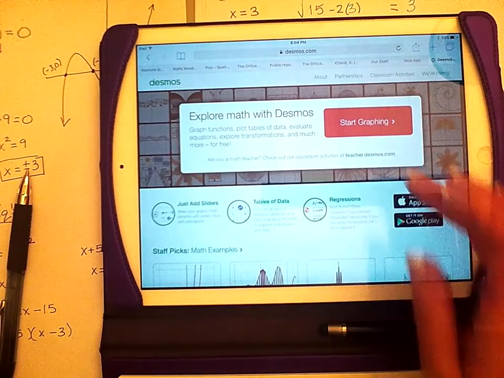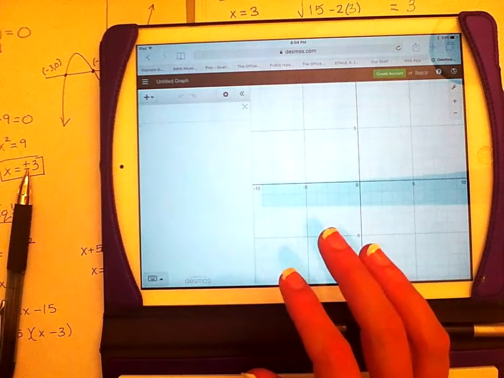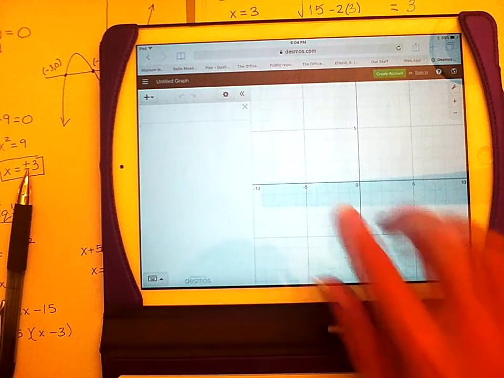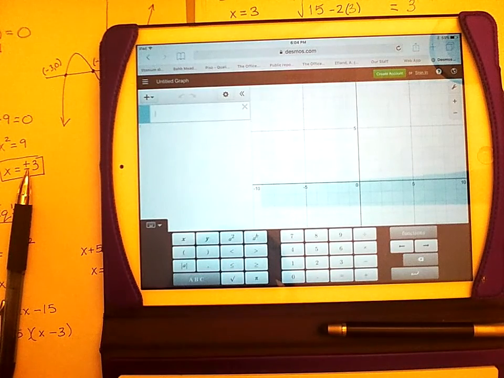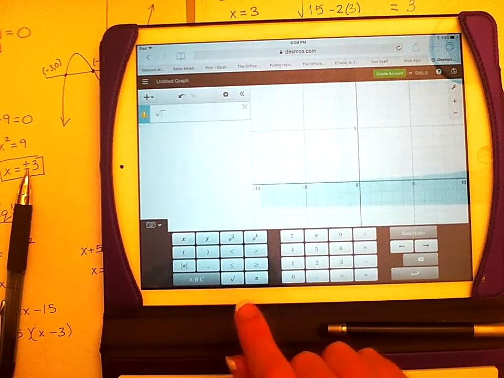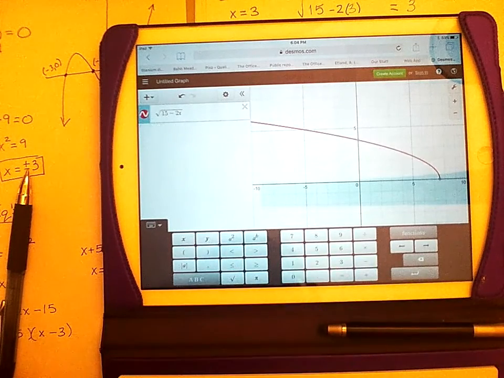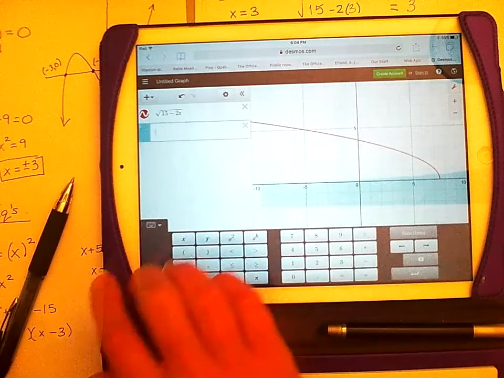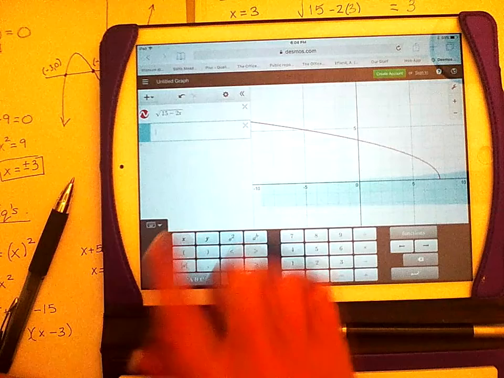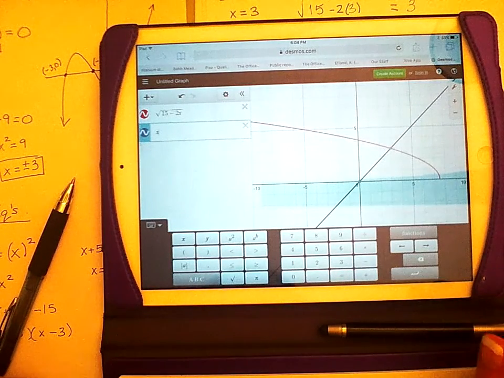Okay, so we want to start graphing with Desmos. Our first part of the equation is the square root of 15 minus 2x. Okay, so this is that graph that just popped up. And I want to know where that's equal to the line x. So this is the line y equals x.